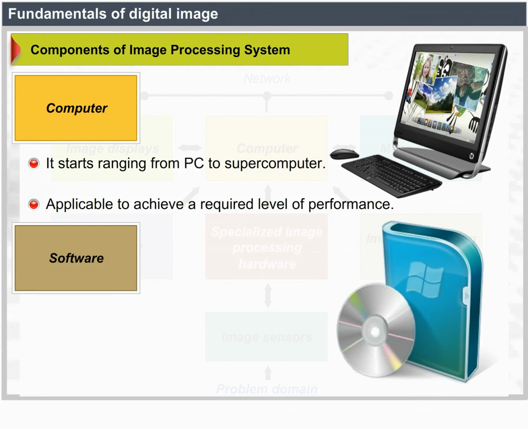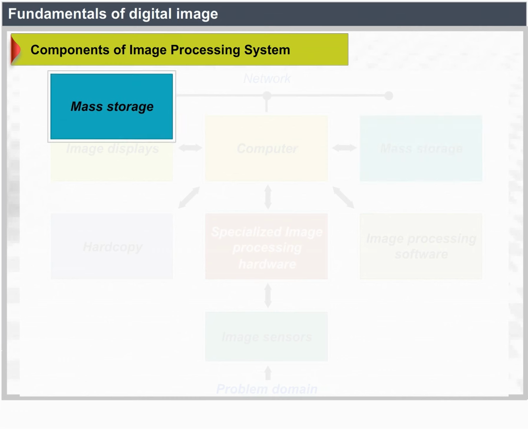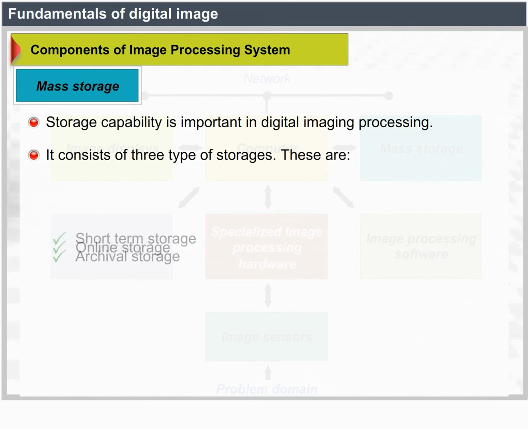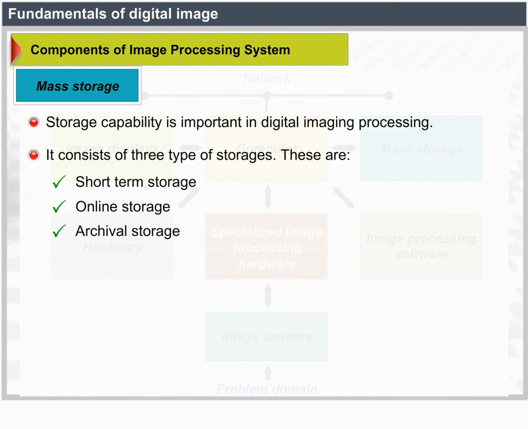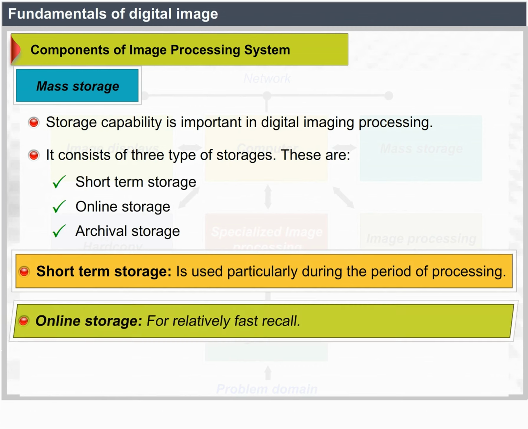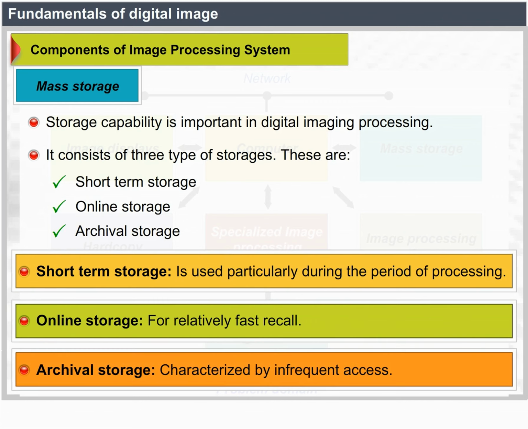Software. It has specialized modules to perform specific tasks. Mass storage. Storage capability is important in digital image processing. It consists of three types of storage. These are short-term storage, online storage, and archival storage. Short-term storage is used during processing. Online storage is used for relatively fast recall, and archival storage is characterized by infrequent access.